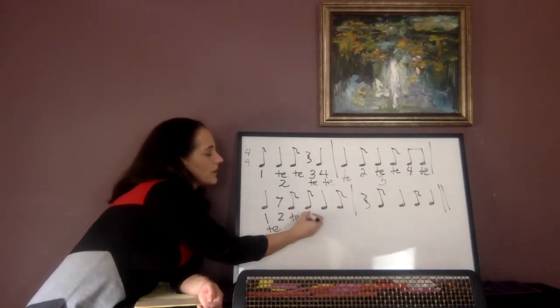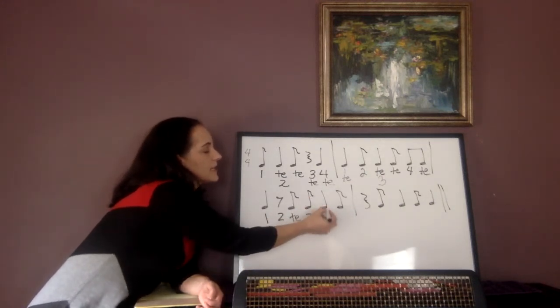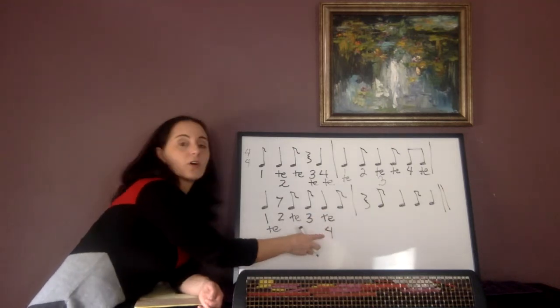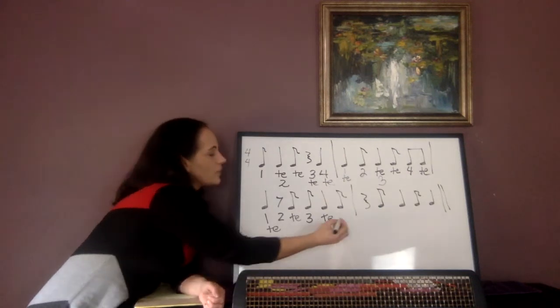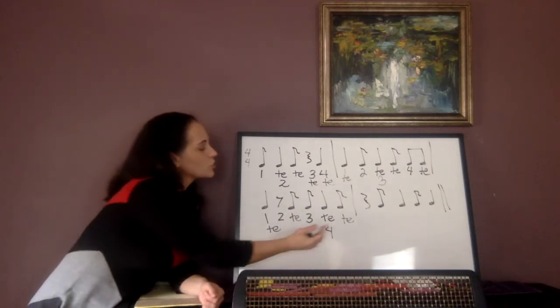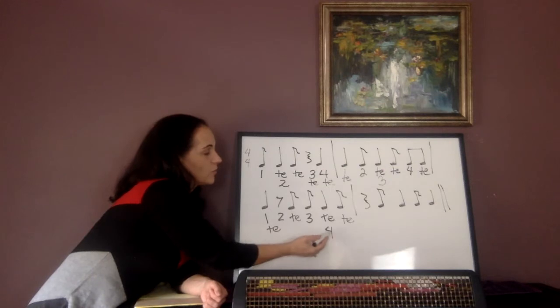So now we're on 3. Eighth note, it only gets a 3. What's next? Te, but also the first half of 4. Okay? And now, te of 4. Okay, so now we've got all 4 beats. 1 te, 2 te, 3 te, and 4 te.